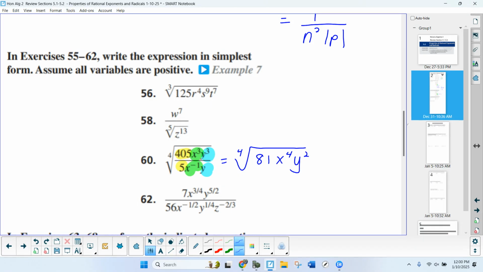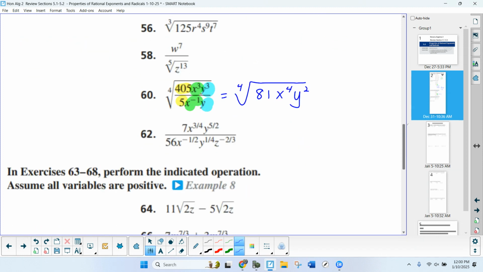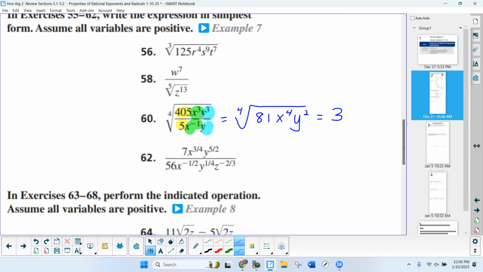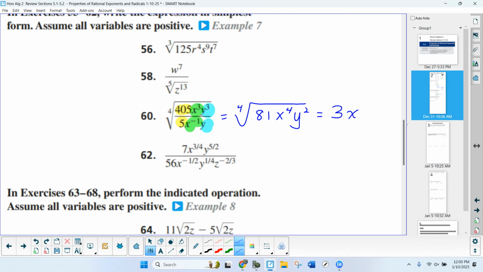Now take the 4th root of each piece. What's the 4th root of 81? 3. What's the 4th root of x to the 4th? x. But it says assume all variables are positive, so I don't need to worry about anything. I'm just going to put x.